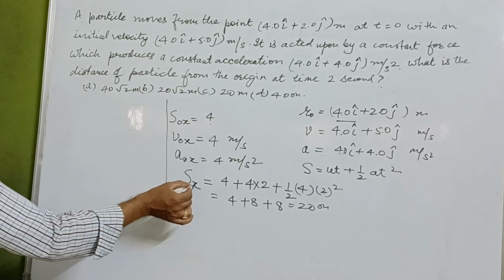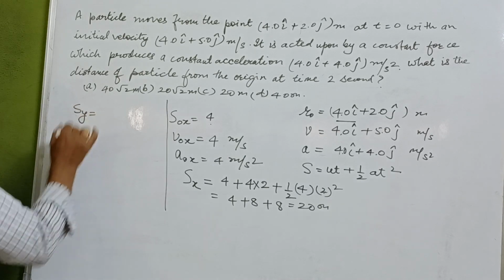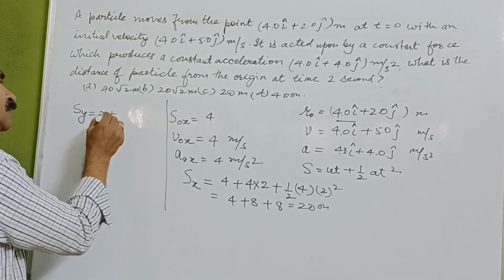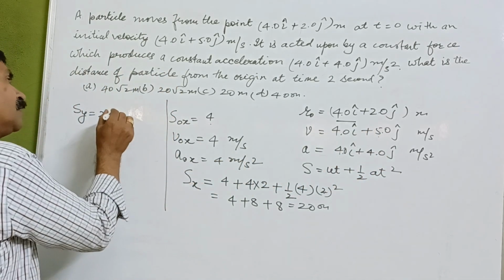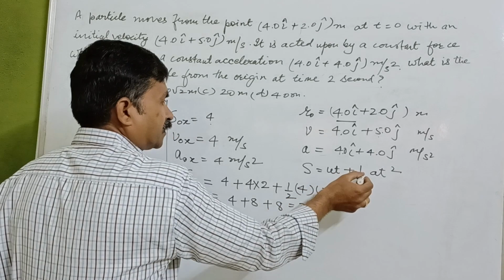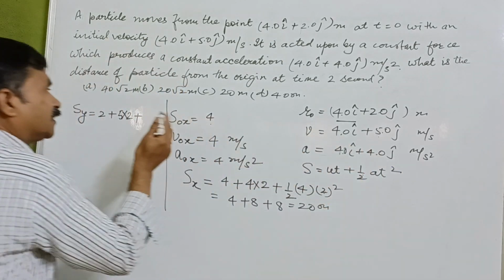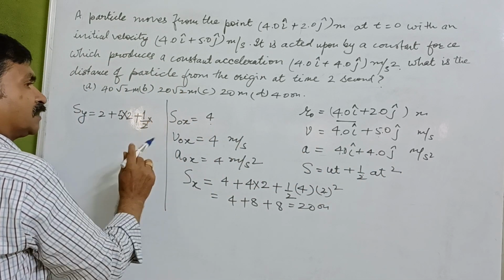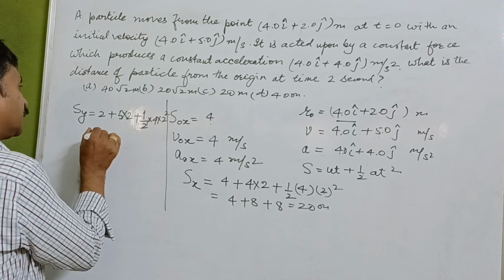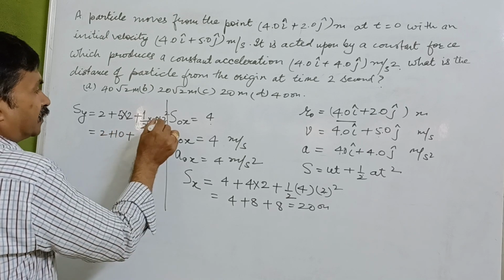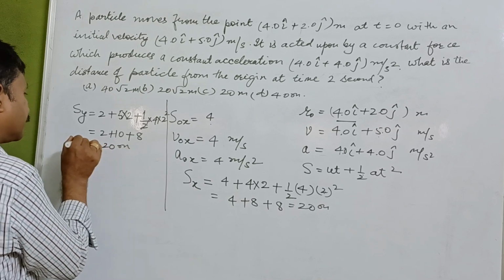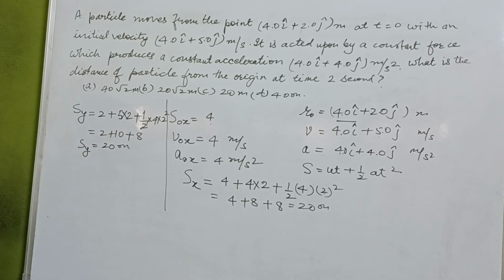Similarly, we will determine the Sy with the same values, these components. 2 plus the y component of velocity multiplied with time, which is 5 into 2. And 1 upon 2 acceleration a, that is 4, t square, that is 2 square. So it is 2 plus 10 plus 8, and finally we have 20 meter. Sy is equal to 20 meter.